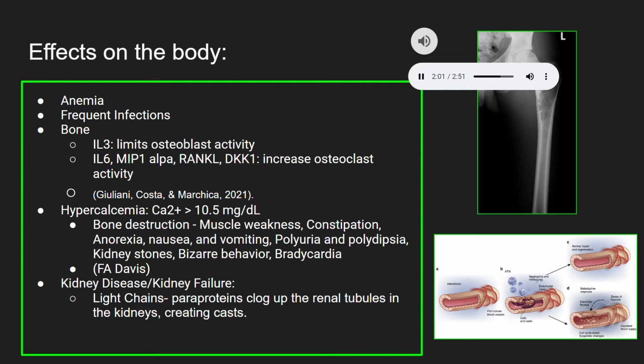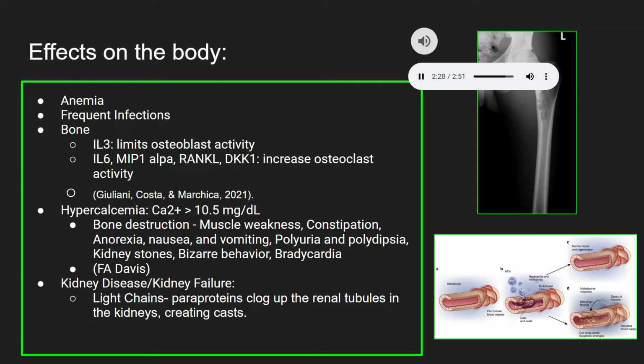The next effect is kidney disease. And as I said before, these plasma cells produce paraproteins, which are basically antibodies that have not been fully developed. They are just fragments of antibodies. And when they are released into the bloodstream, they can enter the kidneys and clog up the renal tubules, creating a cast. And this cast can cause obstruction, inflammation, and this can lead to kidney failure.